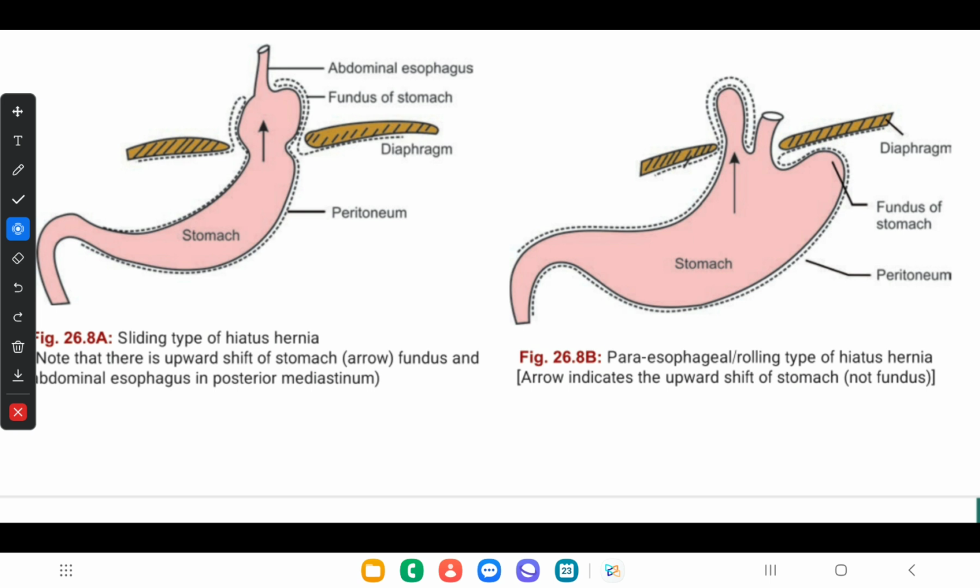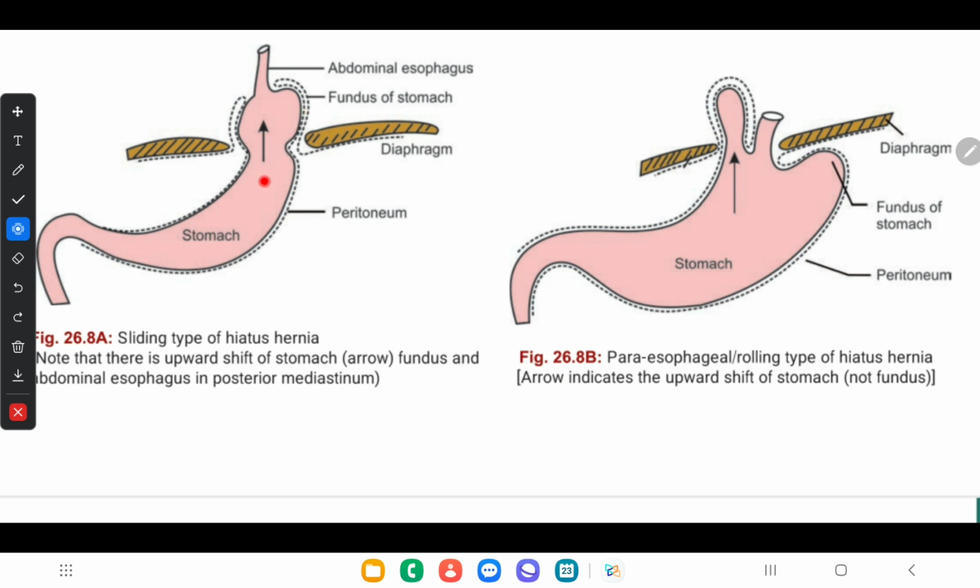Let's see what are the clinical correlations of the diaphragm. Here you can see this is a sliding hernia and this is a rolling hernia. In the sliding hernia, the cardio-esophageal junction and cardiac end of the stomach pass through the esophageal opening to enter into the posterior mediastinum. You can see very clearly. This has gone upward. This is caused due to weakness of the diaphragmatic muscle surrounding the esophageal opening and increased intra-abdominal pressure due to any cause.